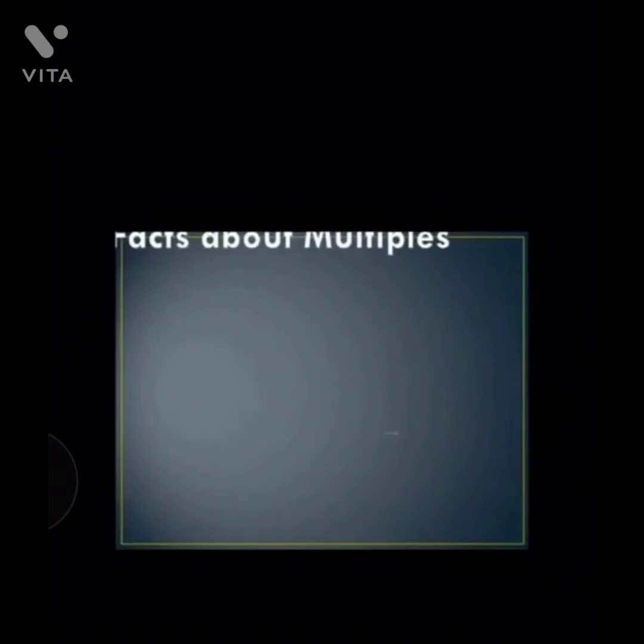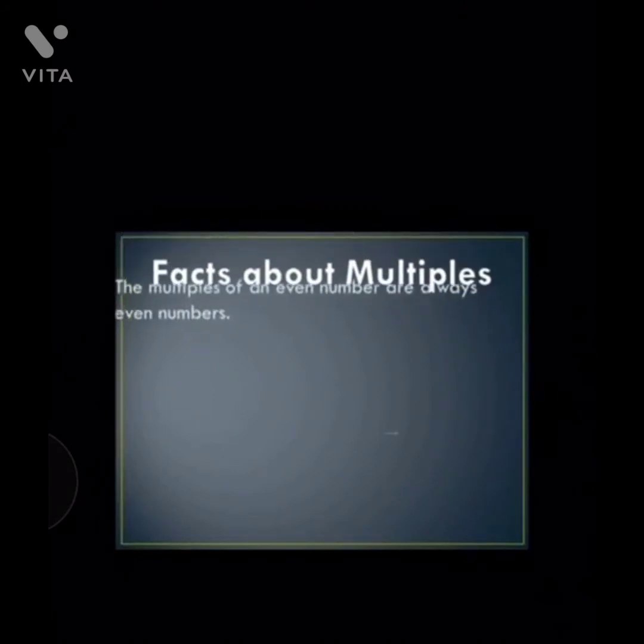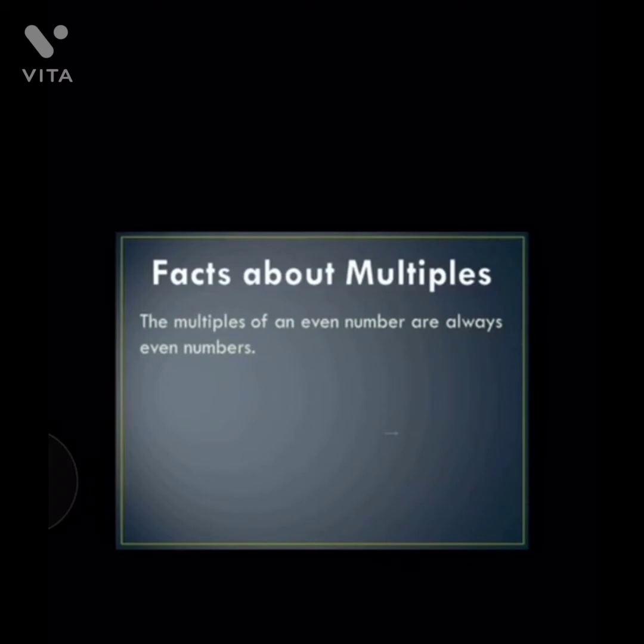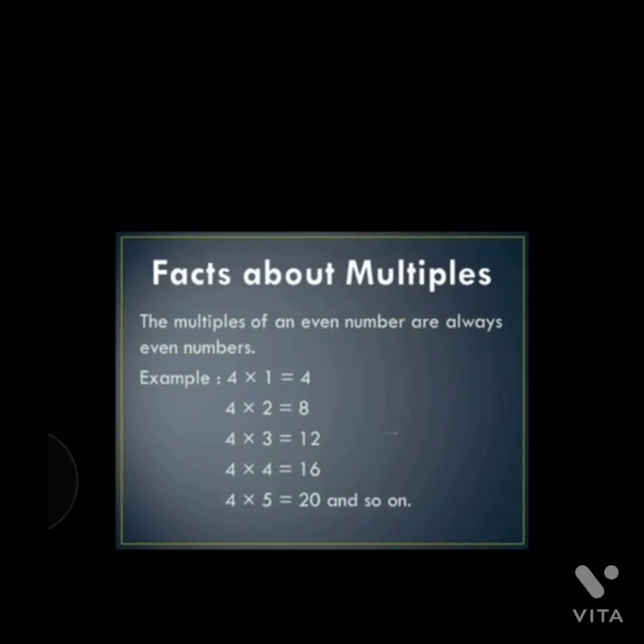The next property of multiples states that the multiples of an even number are always even numbers. Let's take an example. The first multiple of 4 is 4. The second multiple is 8. Third multiple is 12. Fourth multiple is 16. Fifth multiple is 20 and so on. What do we observe from this? That starting from the first multiple to the fifth multiple, all the multiples of 4 are even numbers. So, we can say that the multiples of an even number are always even numbers.